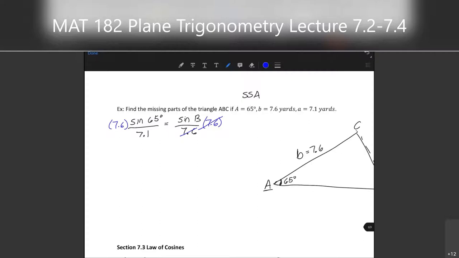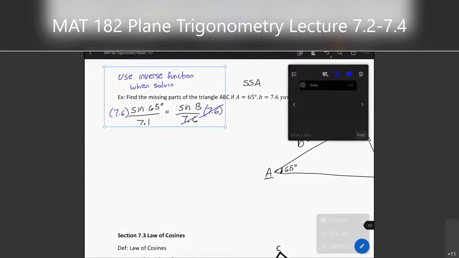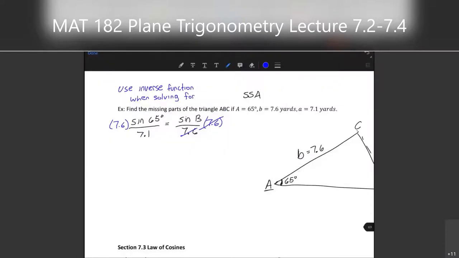What would be the operation we need to use to solve for angle B? Right. Yep. So we can use the sine inverse. So here's the case where we need a sine inverse because we're trying to solve for an angle. So just as a reminder, we use the inverse function when solving for an angle. All right, so we'll do our sine inverse, and this will give us one solution.